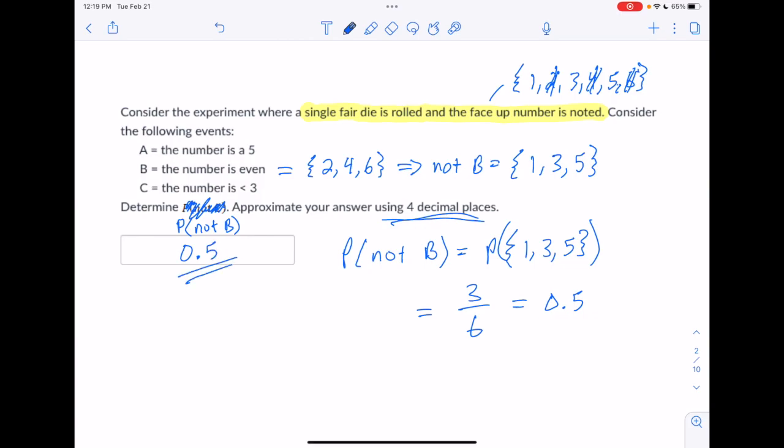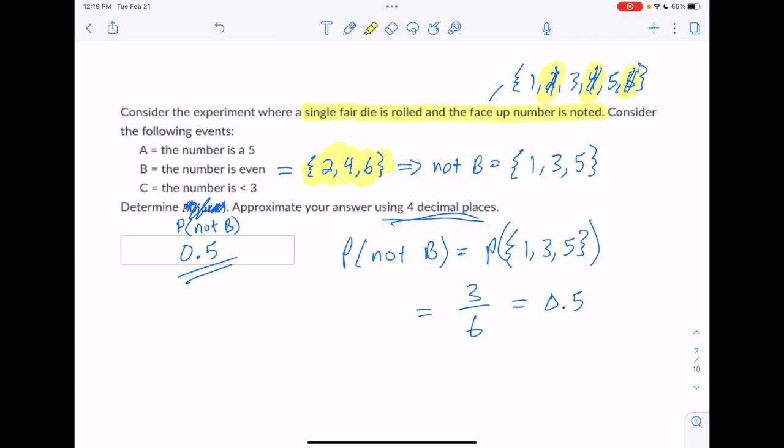Now, one of the likely mistakes that people make is when they read that it's not B, they think that means it's A or C. But not B has nothing to do with A or C. Not B only has to do with B and the sample space. So you think about what's in your sample space, 2, 4, 6. Eliminate those things from your event, 2, 4, 6. Eliminate those from your sample space, and not B is whatever's left over, which is the 1, 3, and 5.